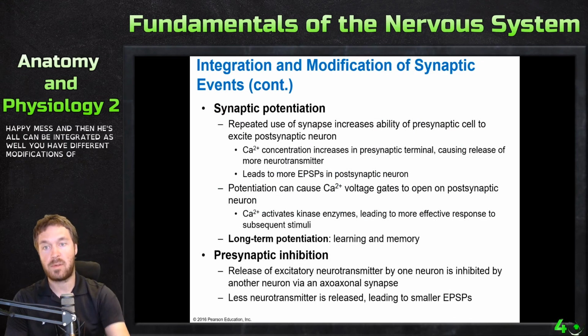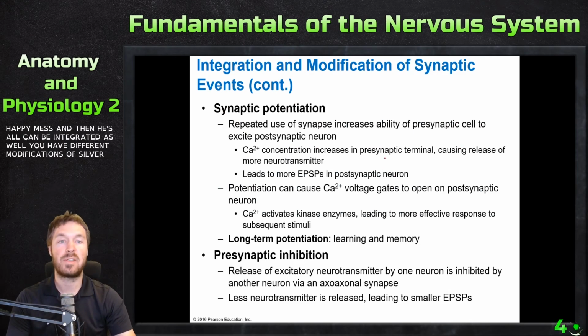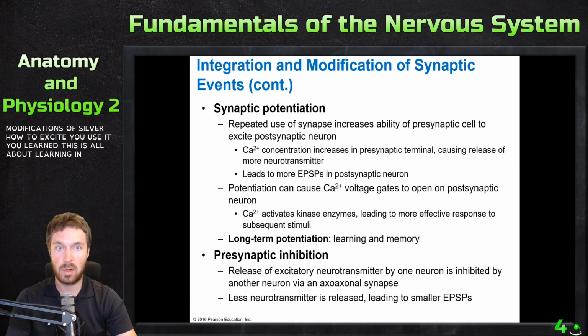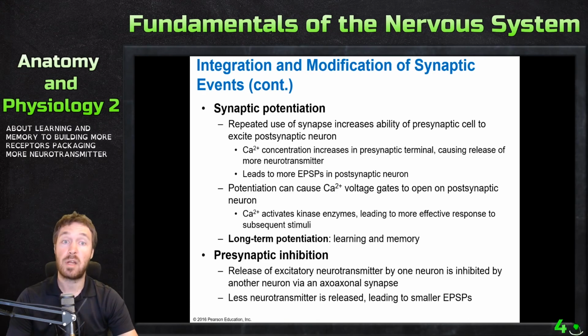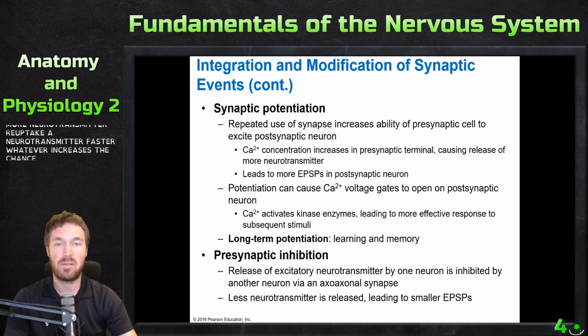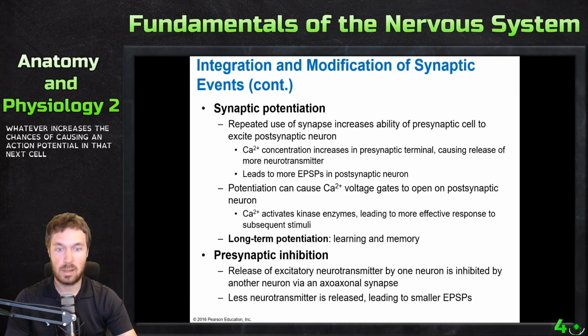So repeated use of a synapse increases the ability of a presynaptic cell to excite the postsynaptic cell. So you use it, you learn. This is all about learning and memory. So building more receptors, packaging more neurotransmitter, reuptaking neurotransmitter faster. Whatever increases the chances of causing an action potential in that next cell is learning and memory. A lot is involved in this. We'll talk about this a little more when we get to learning and memory.